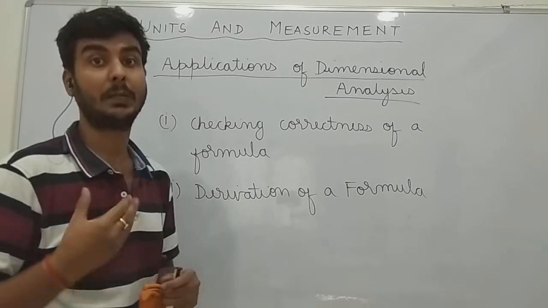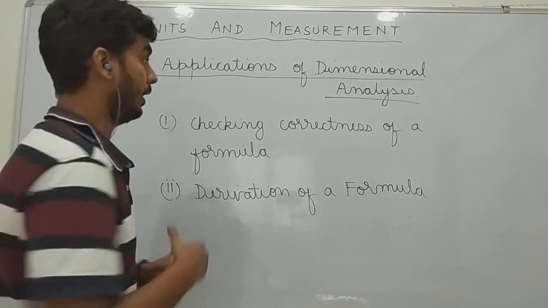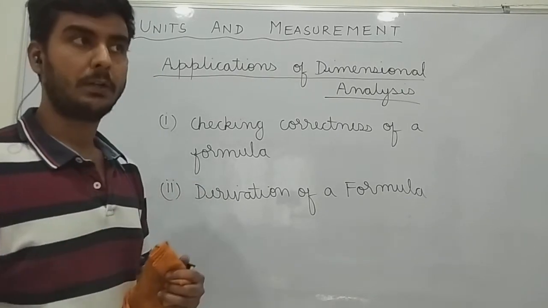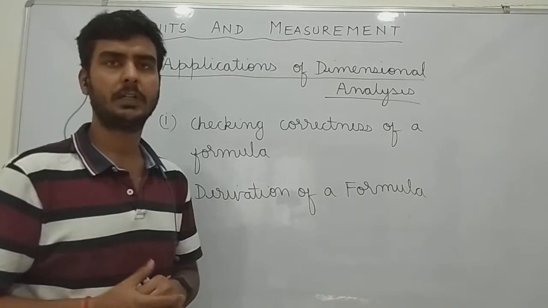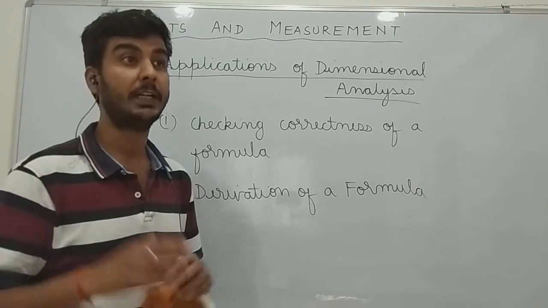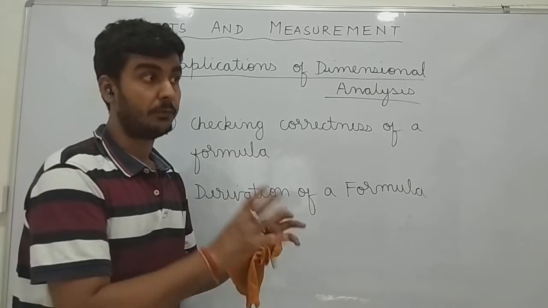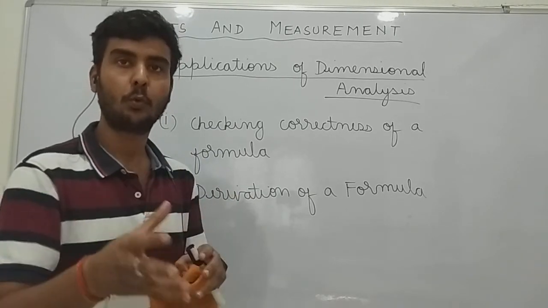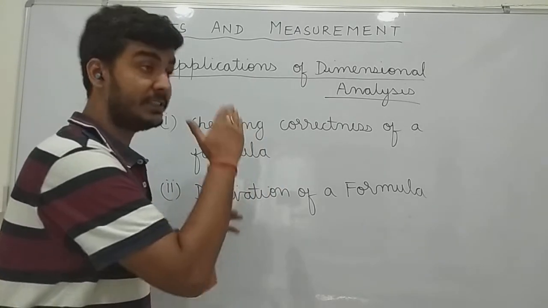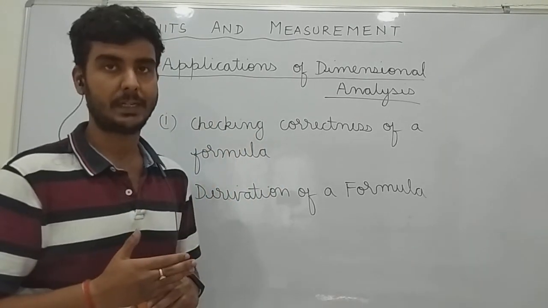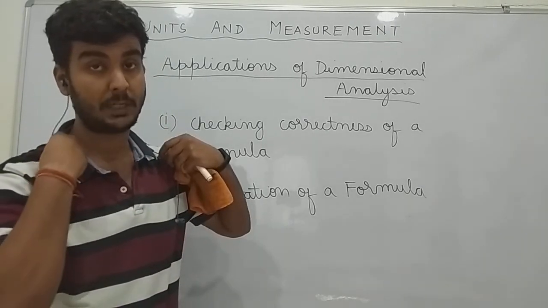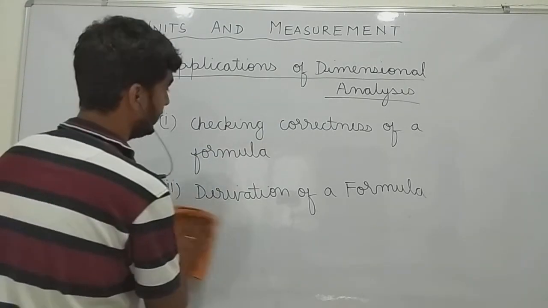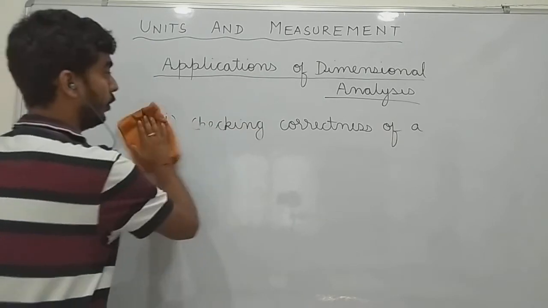So these are two important applications of dimensional analysis. We will be discussing them one by one. So let us discuss the first application, that is checking correctness of a formula. In the beginning, or in your junior classes, you were simply told a formula for some physical quantity. Now there was no way by which you could verify whether the formula you were told is correct or not. But by using dimensional analysis, you can check whether the formula which you have been told is correct or not. So we'll be seeing how to check correctness of a formula.